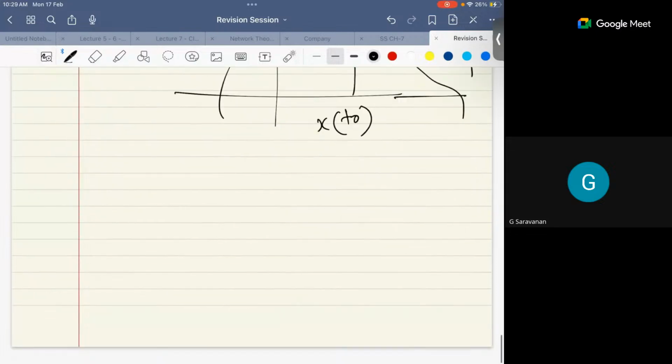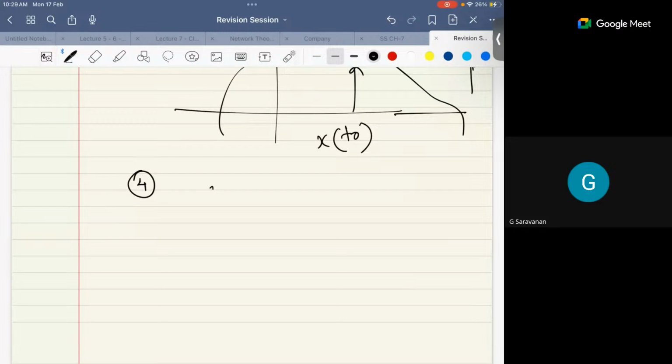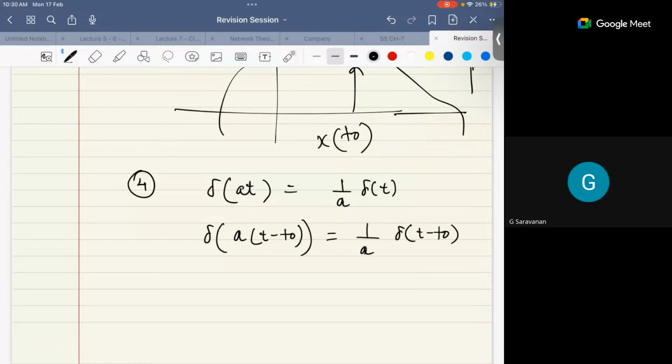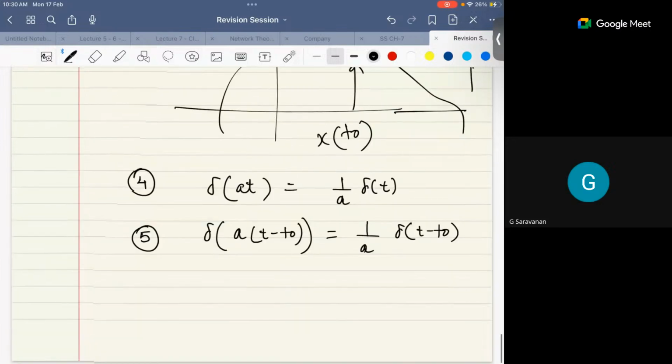The other most important property for the delta function is delta of a t, which we write as 1 upon a times delta of t. Or if you want to write it as a times t minus t naught, then the delta function is 1 upon a delta of t minus t naught. So you can think of this as 5 properties, and the most important property is what?